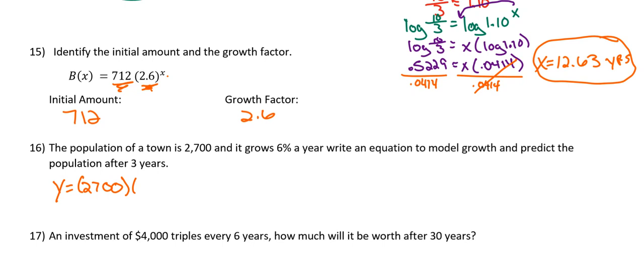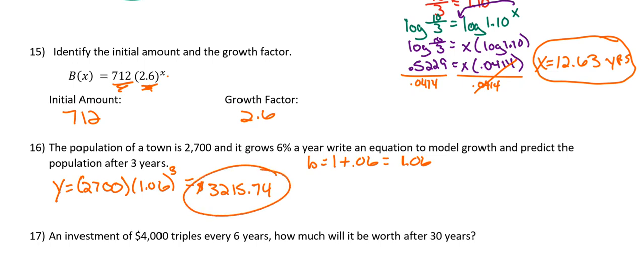Anyway, it says it grows, so we're going to do b equals 1 plus 0.06, 1.06. And we calculate 2,700 times 1.06 to the 3rd. All right, and we get an answer of 3,215.74. Why am I putting 0.74? Sorry, I'm thinking this is money. This is population. So because this is population, we would round it to the nearest person.